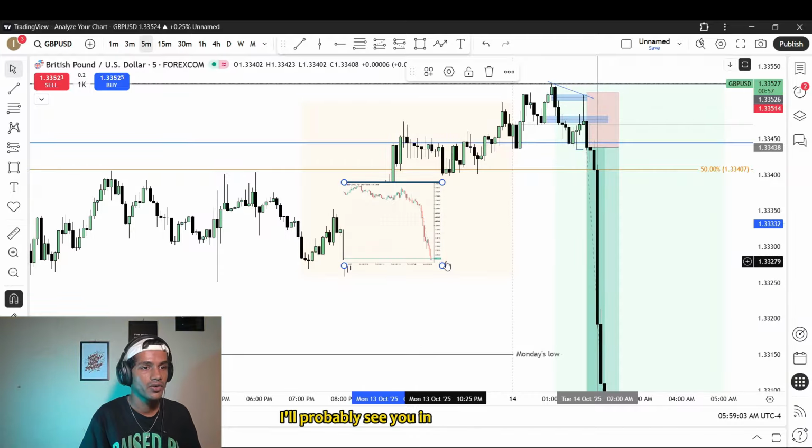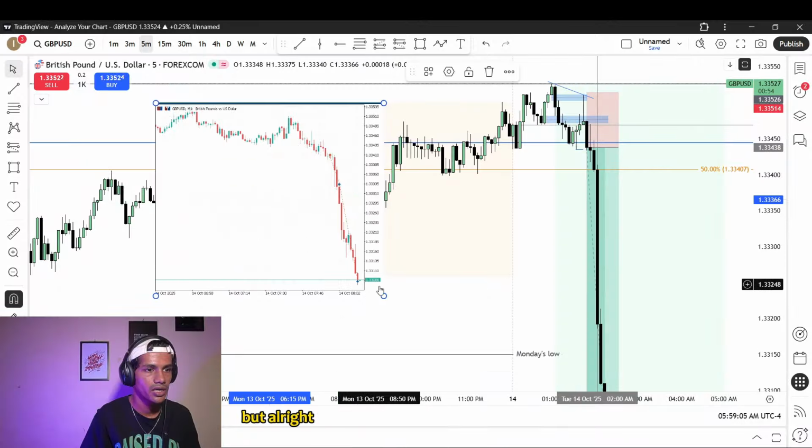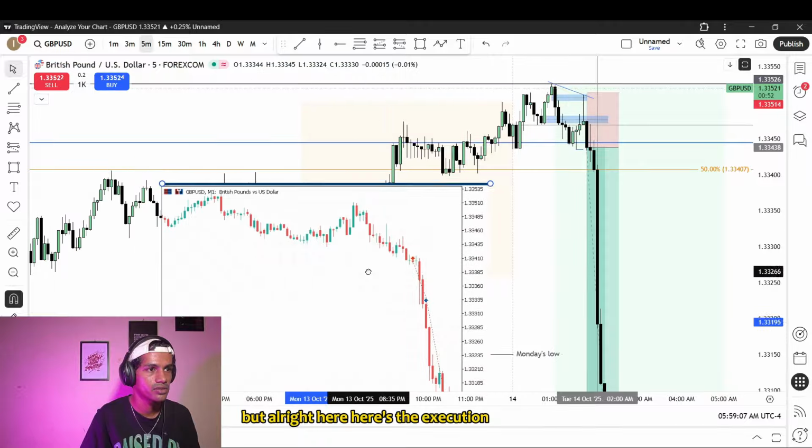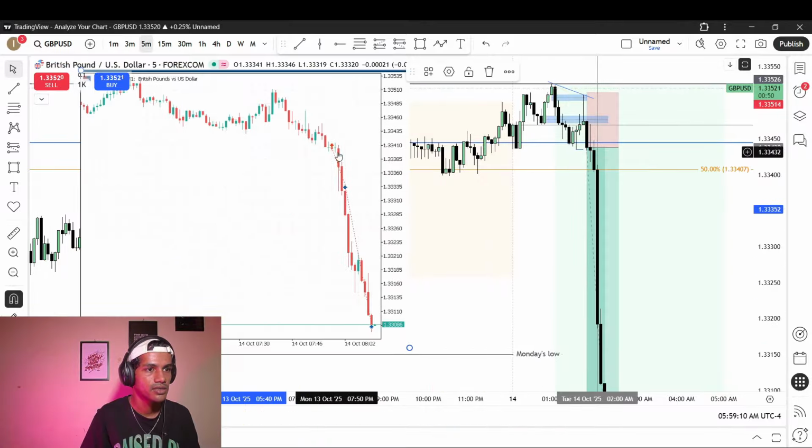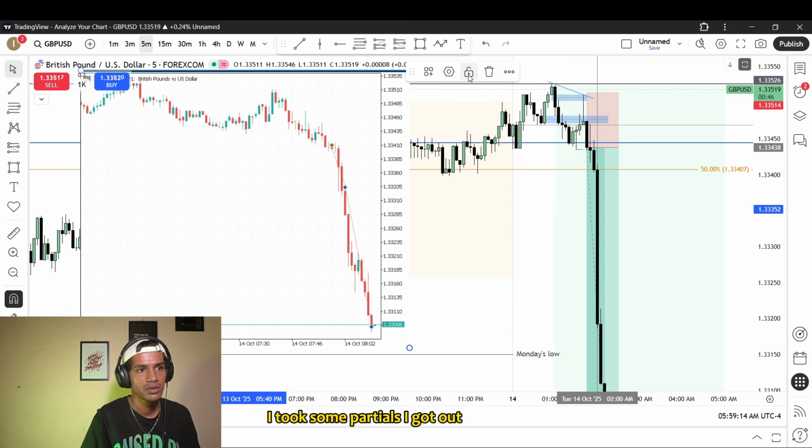Alright, here's the execution on GBPUSD. So I shorted it there, I took some partials, and I got out.